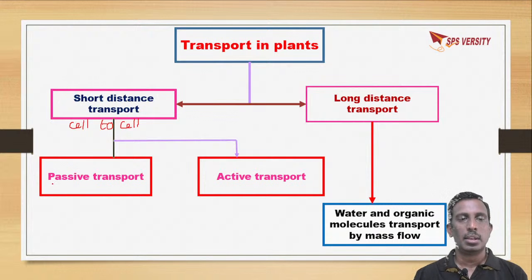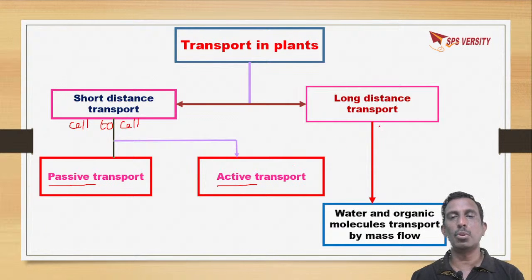इसमें दो टाइप्स रहता, पैसिव और एक्टिव ट्रांसपोर्ट. So long distance transport, that is from one point to another point, that is from roots to leaves or leaves to roots. इसमें mass flow और bulk flow रहता, through the xylem and phloem. So water transport through xylem and food transport through phloem.